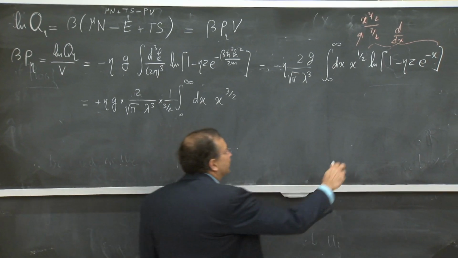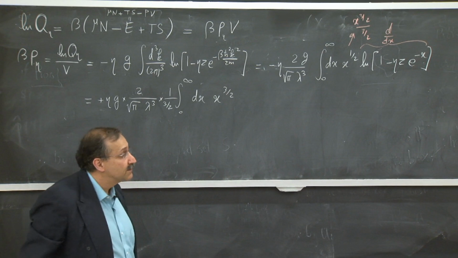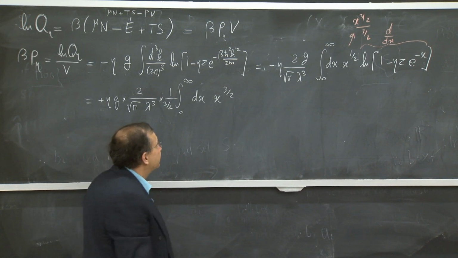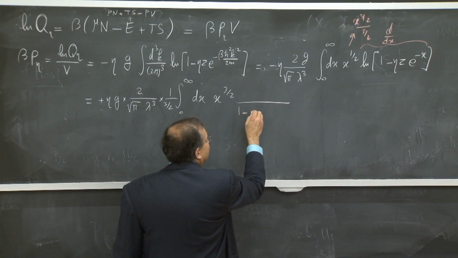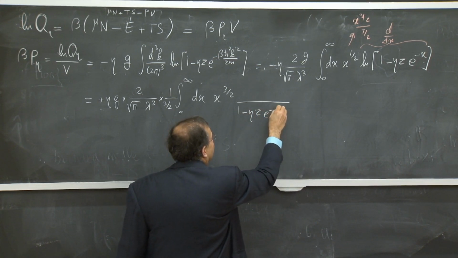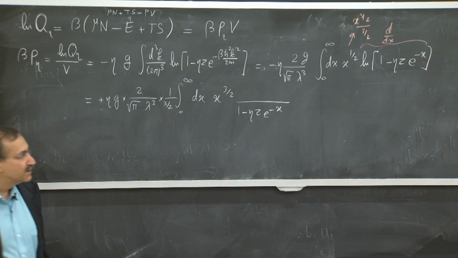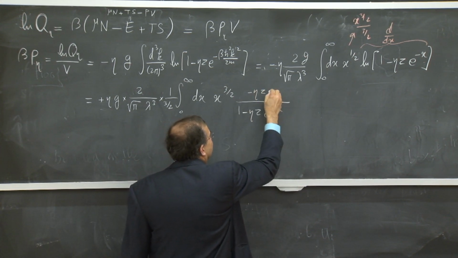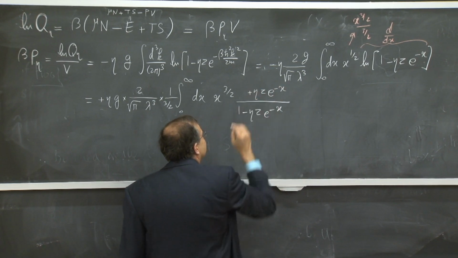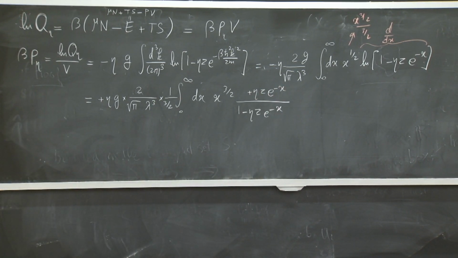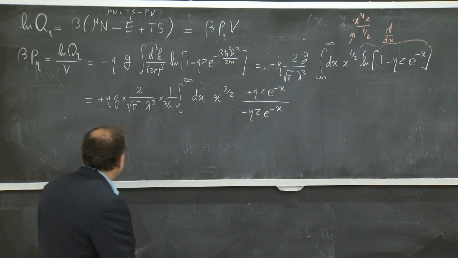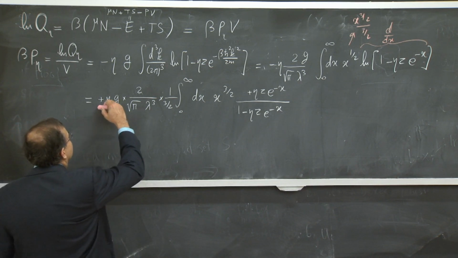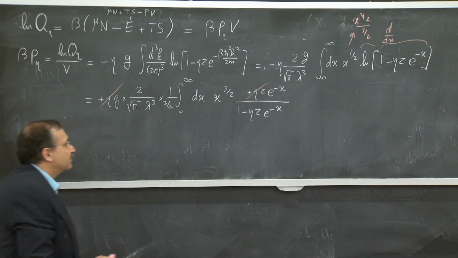And then I have to take the derivative of this function. What's the derivative of the log? It is 1 over the argument of the log times the derivative of the argument of the log, which is minus eta z, the derivative of e to the minus x, which is e to the minus x, and this minus becomes plus. Okay, so let's arrange things a little bit. I can get rid of these etas, because eta squared will be 1.